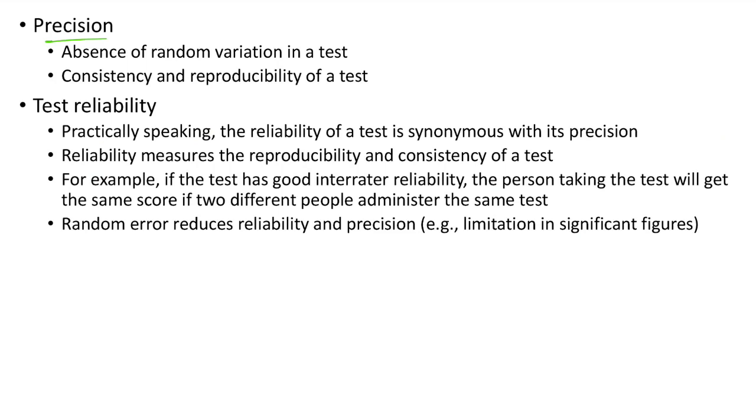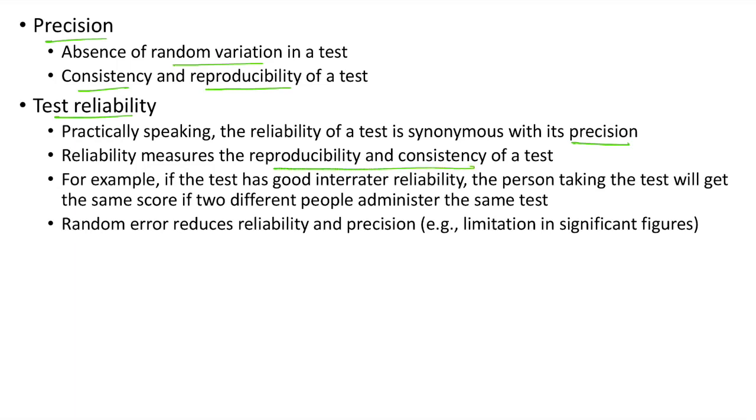Now let us see about precision. It is the absence of random variation in a test. It refers to the consistency and reproducibility of a test. Now let us see about test reliability. Practically speaking, the reliability of a test is synonymous with its precision. Reliability measures the reproducibility and consistency of a test.